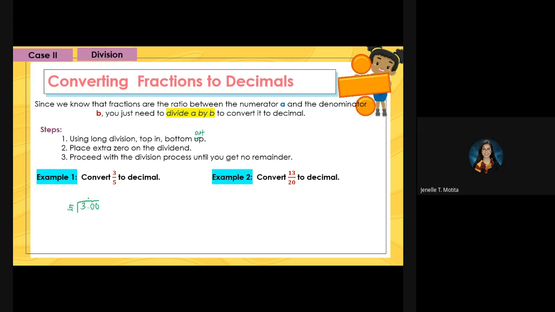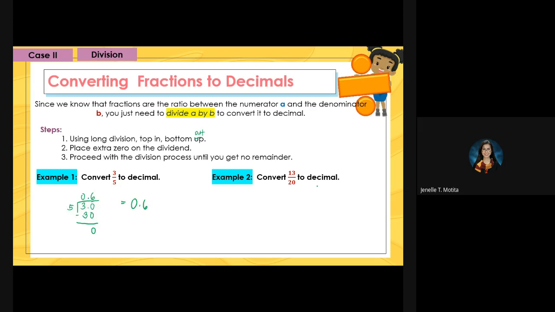So, 3 divided by 5, that's 0. Next, 30 divided by 5, you got 6. 6 times 5, 30. 30 minus 30, you got 0. So your remainder is already 0, therefore this is already your final answer. No need for another 0. The answer for this is 0.6.